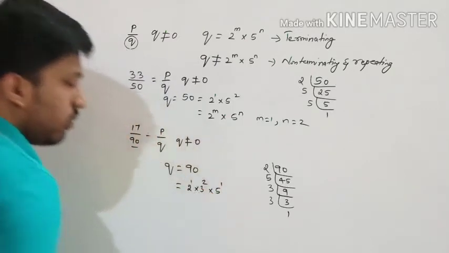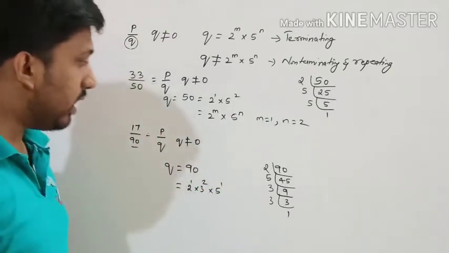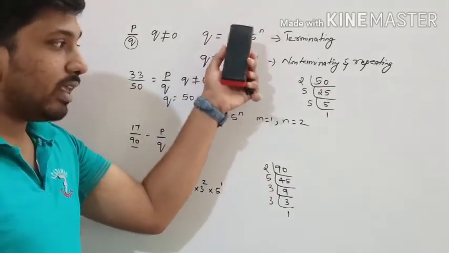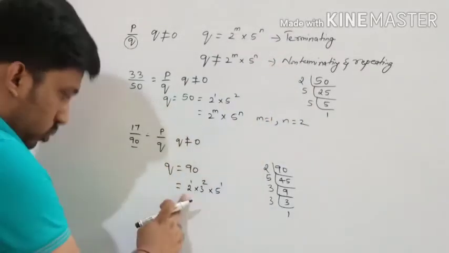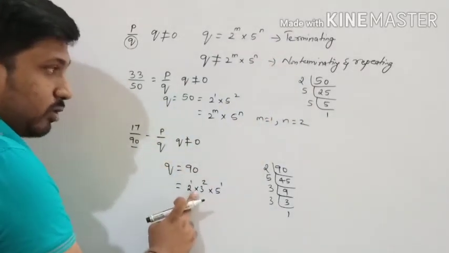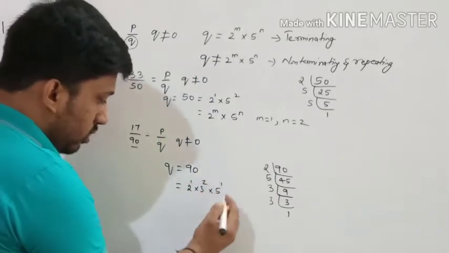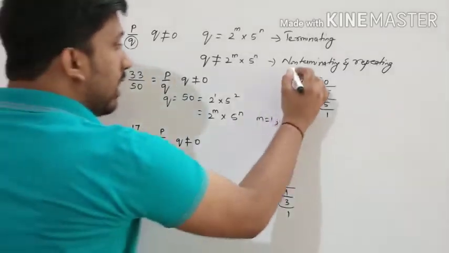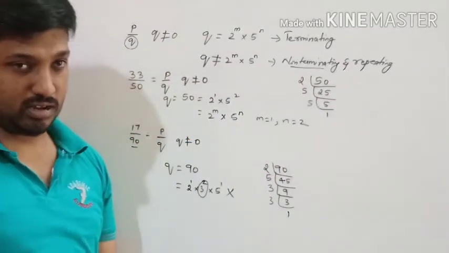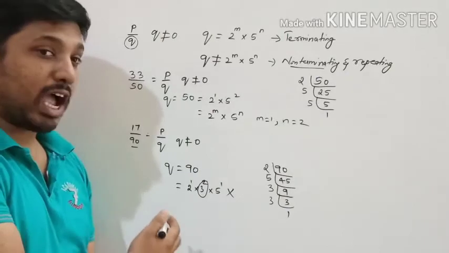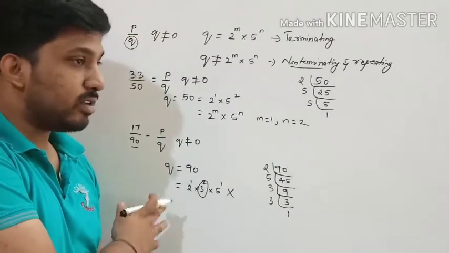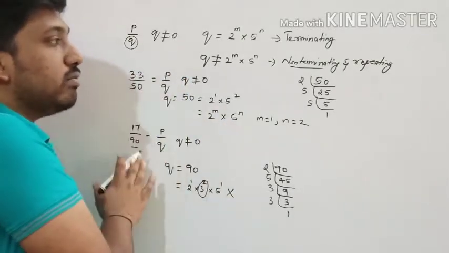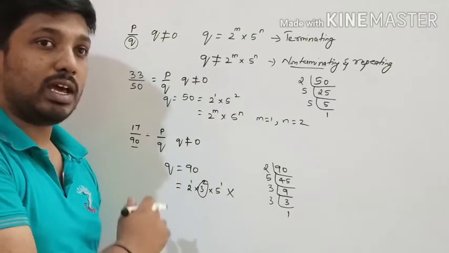So if you observe here, what happened? Always we should get the prime factorization form as 2 to the power of m into 5 to the power of n. Then that is terminating. Here we got 2 to the power of 1 into 3 square into 5 to the power of 1. So here the 3 is extra. Hence we can conclude directly telling that it is non-terminating and repeating. So it is not terminating. I hope you people are enjoying and understanding this. So this way we can conclude, without actually dividing, whether the number is terminating or non-terminating and repeating.